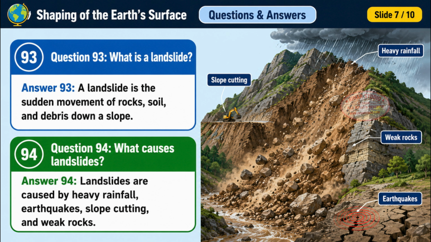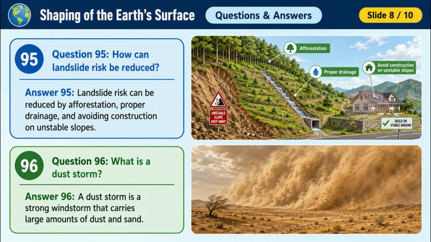Question 94. What causes landslides? Answer 94. Landslides are caused by heavy rainfall, earthquakes, slope cutting, and weak rocks. Question 95. How can landslide risk be reduced? Answer 95. Landslide risk can be reduced by planting trees, improving drainage, and avoiding construction on unstable slopes.